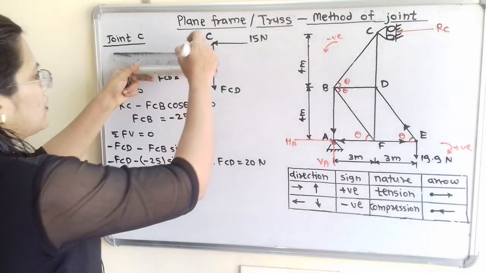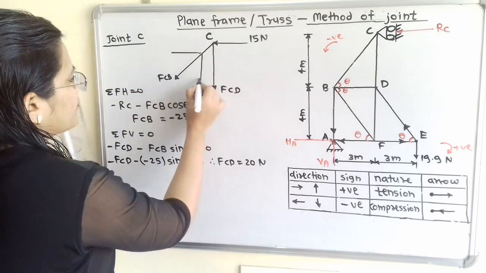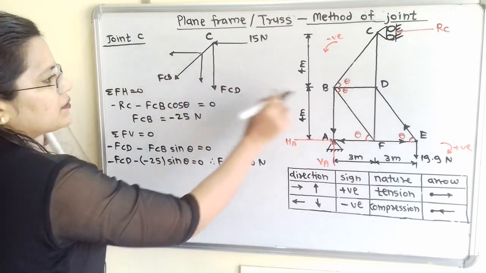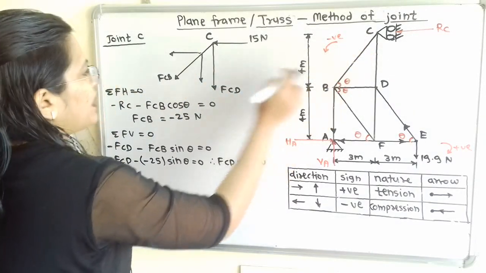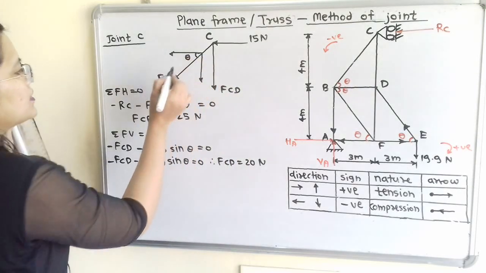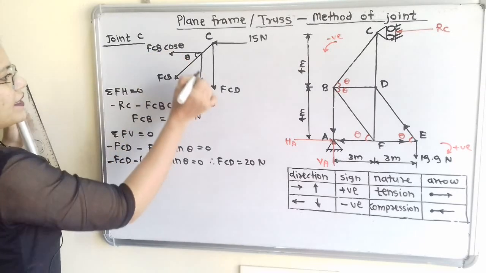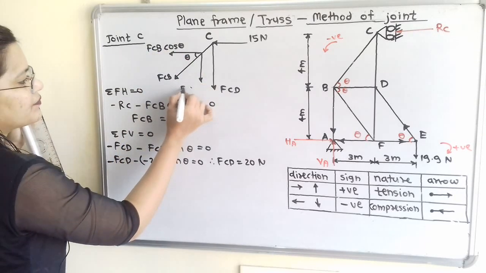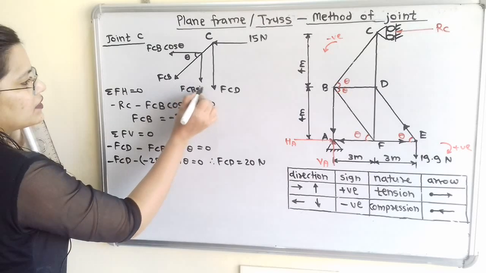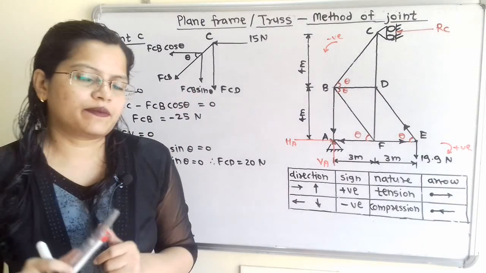Now this CB is inclined. So we will resolve into two components, horizontal and vertical. So we know that this member CB is making an angle theta with the horizontal. So how to show this? FCB cos of theta, and here FCB sin of theta. Now we will apply the equilibrium principle.